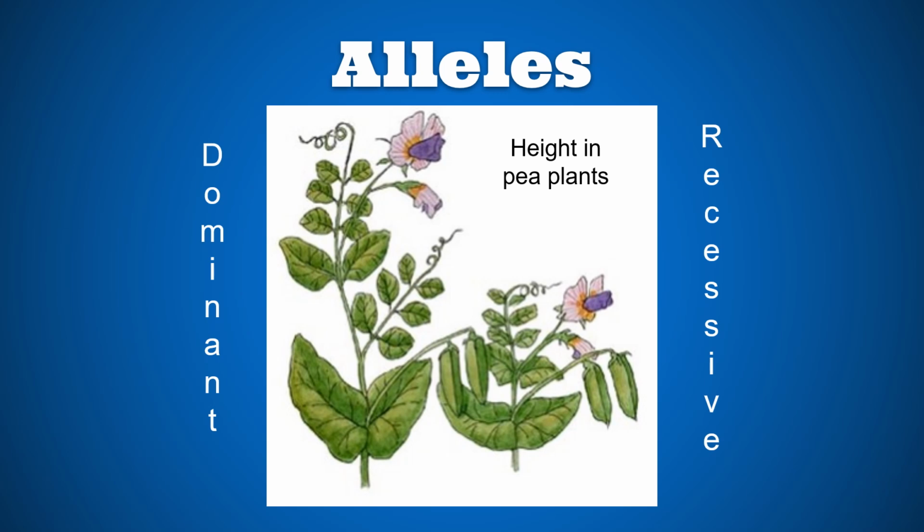Recall that an allele is the different form of a trait. For example, in pea plants, there are different alleles for height, as shown here. A dominant allele is the allele that shows up whether you have two copies of it. In pea plants, the tall allele is the dominant allele. A recessive allele is the allele that shows up only when you have both copies of it. In pea plants, the short allele is the recessive allele.